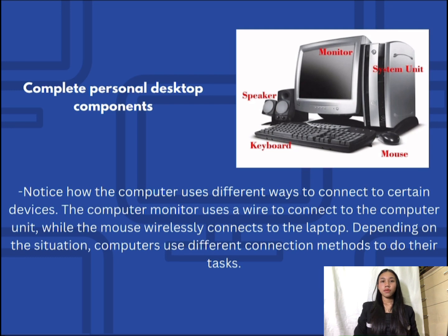Your mouse, for example, might connect to your laptop via Bluetooth. This method provides more mobility and convenience, but it might be less stable and slower than wired connections. The choice between wired and wireless often depends on the specific needs of the situation. For example, a wired connection might be preferred for gaming where speed and stability are crucial, while a wireless connection might be favored for a presentation where mobility is key.